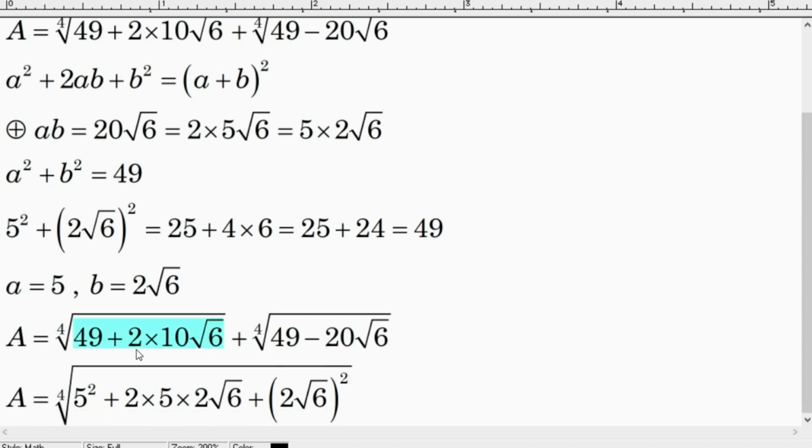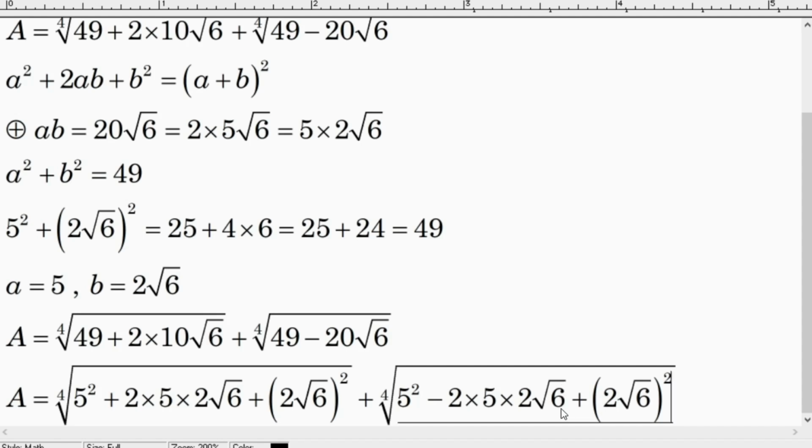Okay, so the number under the 4th root here can be written into a perfect square, which is here, but for here is positive sign, and what if here is negative sign? So we can write it in the form like here, but it's just a different sign. For here is positive, and for this one is negative, like 5 square, and here is negative sign, which is 2, and then times here, and then plus this number. What is the difference between this one and this one? It's just the sign here.